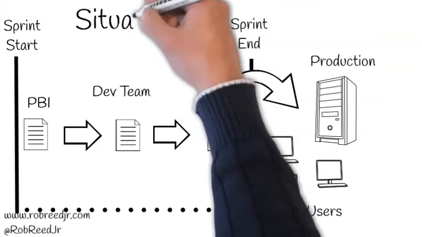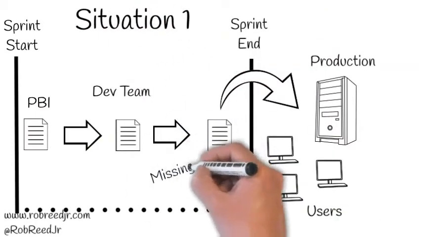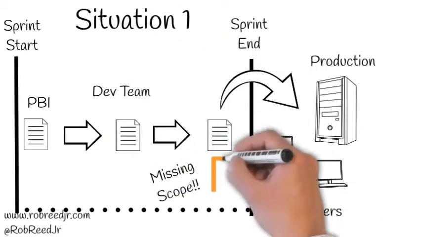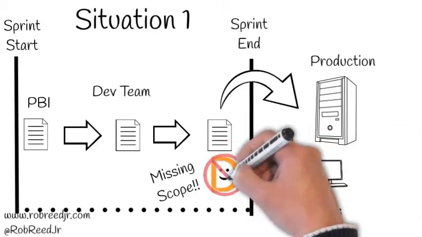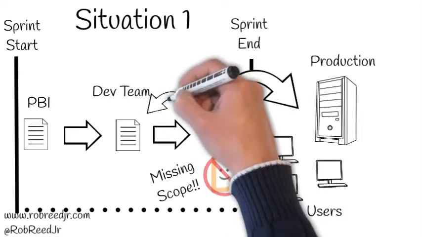For the first situation, for whatever reason, the work completed on the PBI does not deliver the desired scope. Some people try to create me. This is not a defect. That PBI should not be moved to done until it delivers the desired scope.